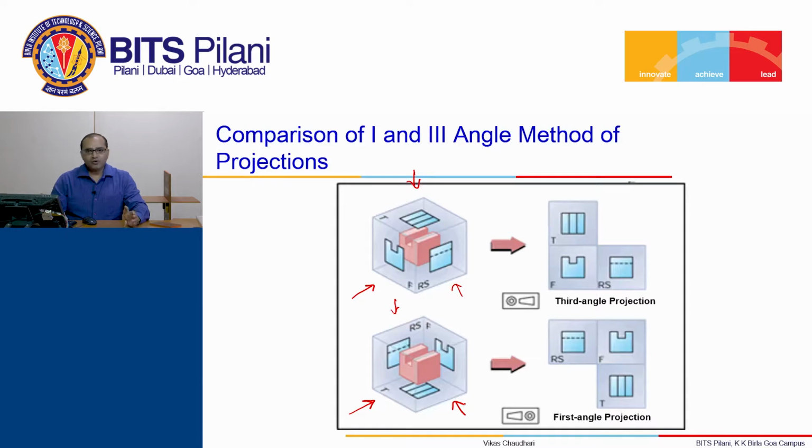Once all projections are obtained on the reference plane, we have to open the quadrant by rotating the horizontal plane and profile plane. Upon opening the planes, we obtain the figure where we have the front view. Exactly below the front view, we have the top view, and the right side view appears on the left hand side of the front view. So this is the difference between first angle method of projection and third angle method of projection.